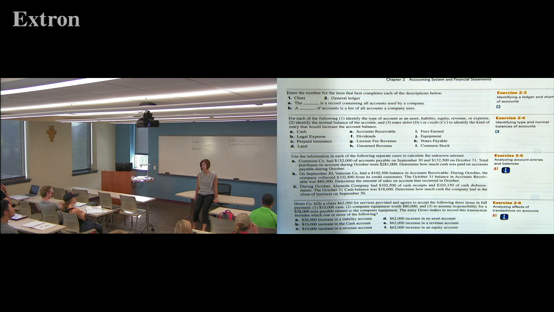And then common stock. Normal balance is a credit. Increase with a credit. What's the classification? Equity. Very good. Okay. So we start to add to our list. It keeps growing, and we've got to make sure we know the classifications of these accounts.